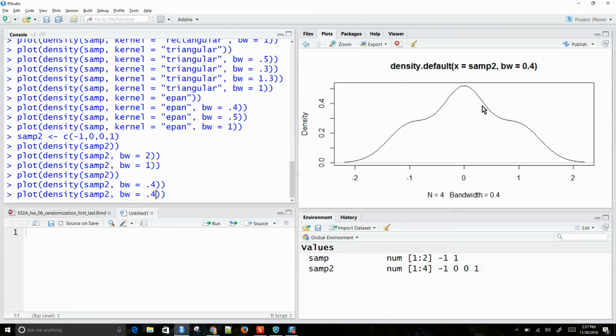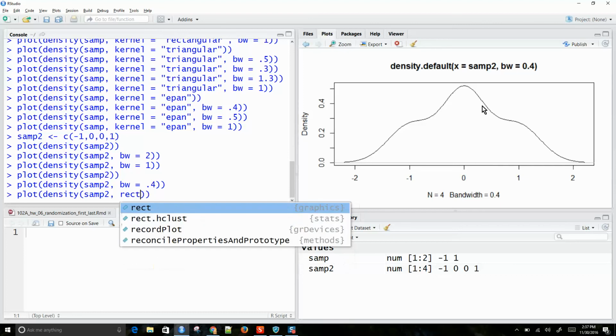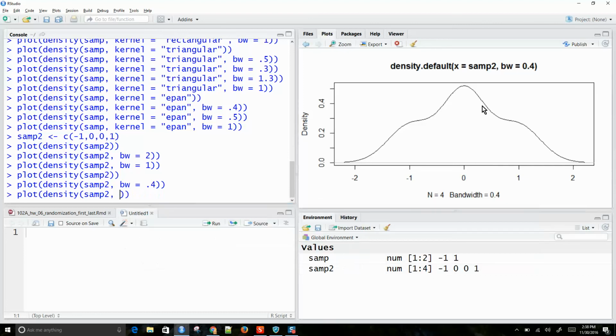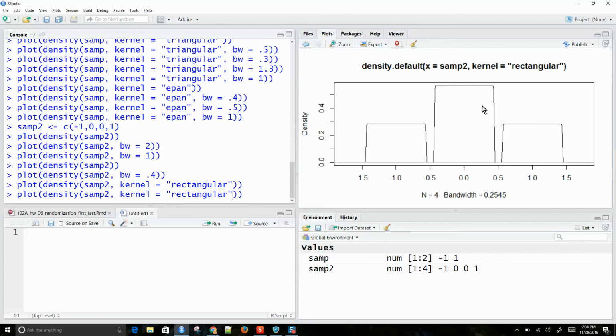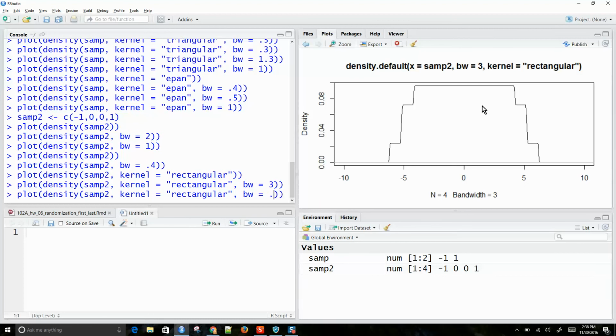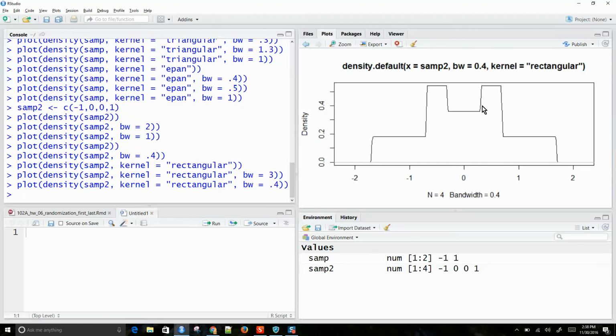Again, we can do rectangular. Whoops, I have to say kernel is rectangular, and that's what it looks like there, and then we'd probably want to increase our bandwidth. Whoops, maybe not 3, but something. And you get these strange shapes going on when you adjust these. Anyway, these were all just toy examples showing how kernel density estimation works as far as just adding curves on top of each other.